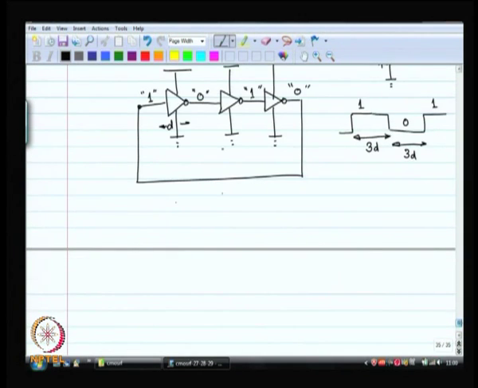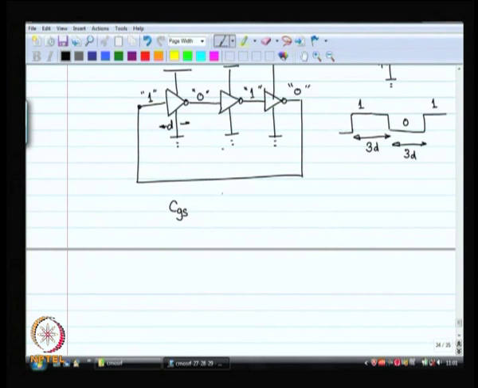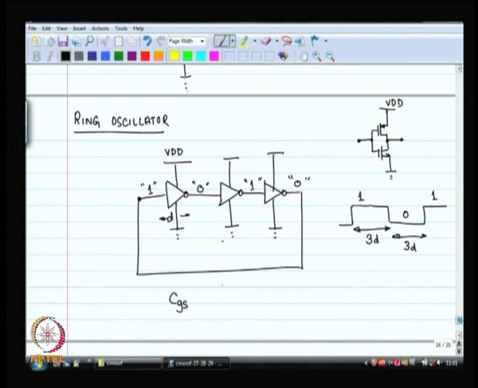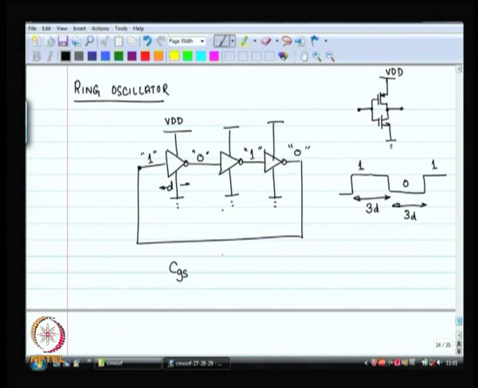Right? What is going to be the value of D? The load capacitance is the gate capacitance of the next stage, which is basically CGS of the next stage. It is also the drain to body capacitance of the inverter itself. So, it is something like this. Right? So, this is the load capacitance that each inverter sees. Each inverter sees the same load capacitance.